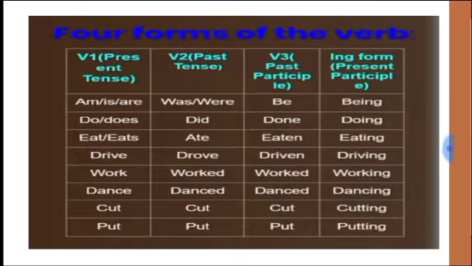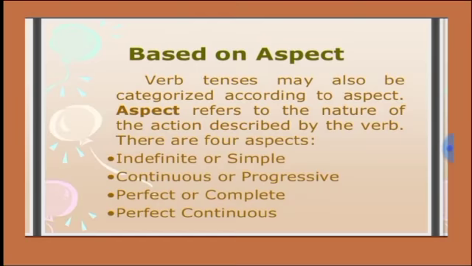Now let's move forward. Now children, like we have seen, based on the aspect, verb tenses may also be categorized. Means they can be divided into 4 types. What are they? Indefinite or simple form, continuous or progressive form, perfect or complete form, perfect continuous. Now exactly what are these 4 types? We will study one by one in detail.